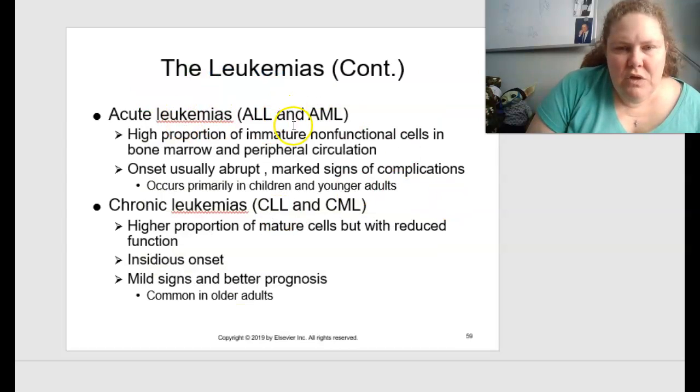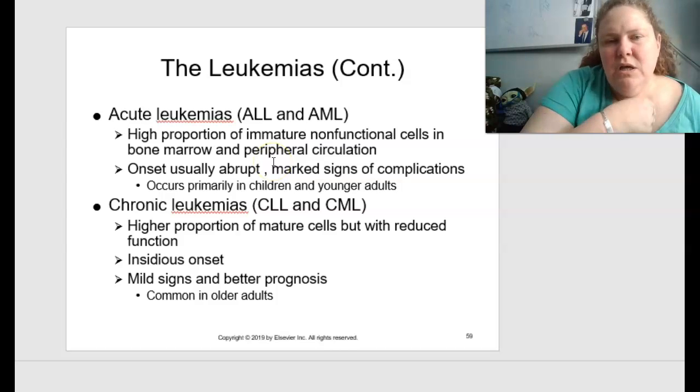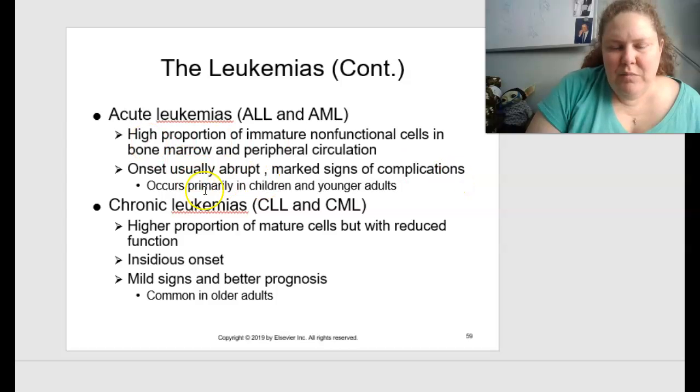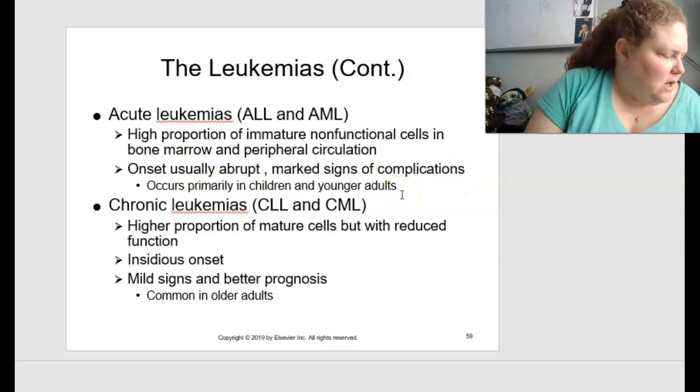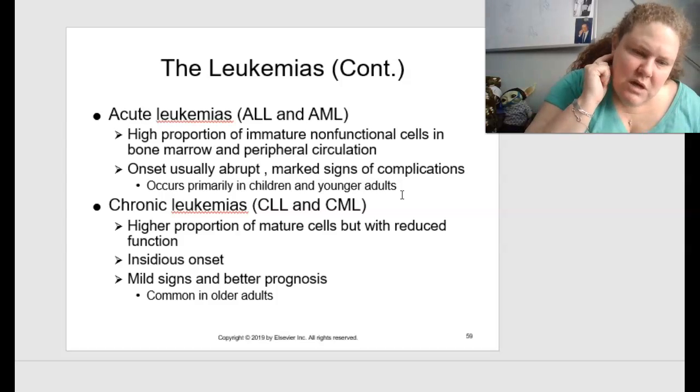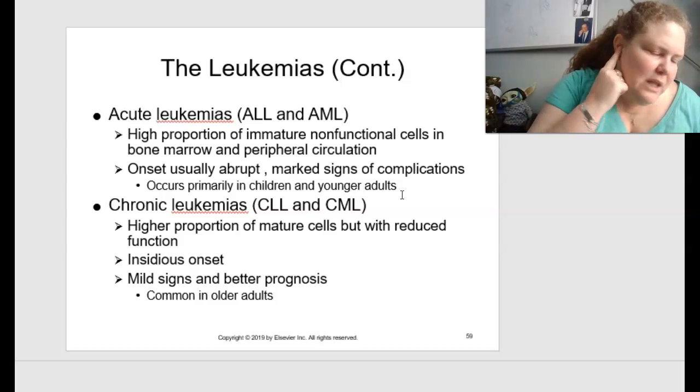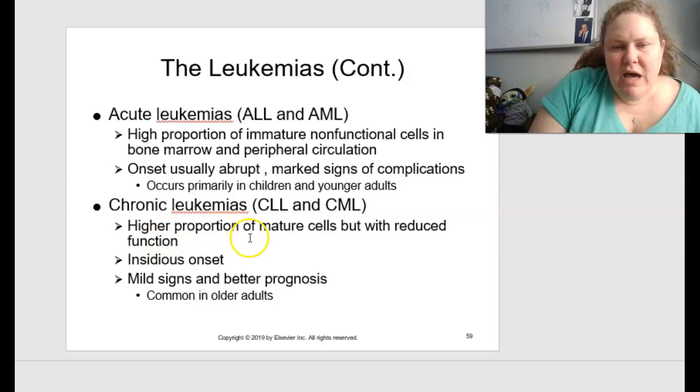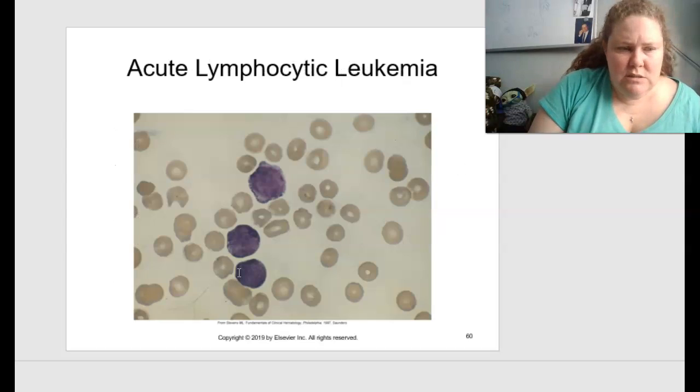The summary of acute leukemias, which would be ALL and AML: these have a high proportion of non-functional cells in the bone marrow and the peripheral circulation. The onset is usually abrupt, and they have marked signs of complications, and these occur primarily, again, in children and younger adults. The chronic leukemias, which would be CLL and CML, have a higher proportion of mature cells, but with reduced function. This has an insidious onset, and mild signs and better prognoses, which is great. And these are common in older adults.